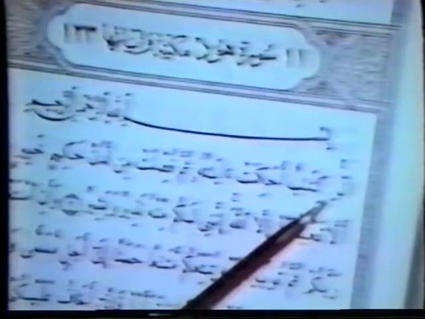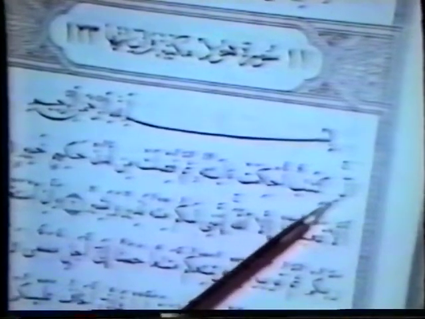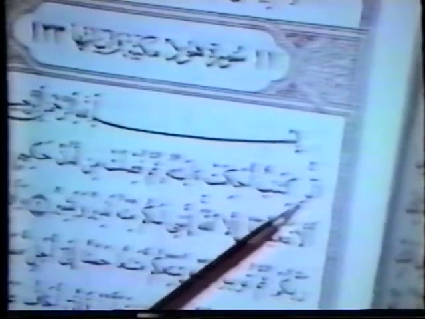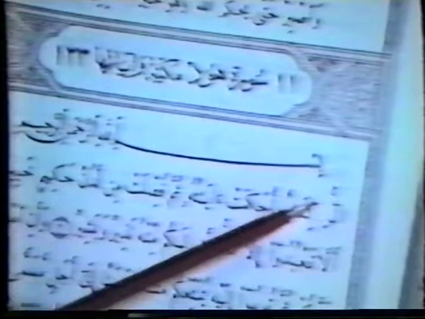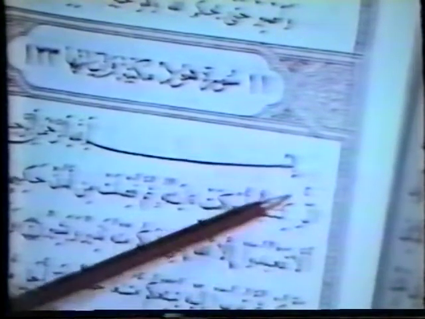Surahs in the Quran initialed with these three letters, Alif, Lam, Ra, A, L, R. And every single one of the five surahs contains a total of Alif plus Lam plus Ra, which is a multiple of 19. Every one.